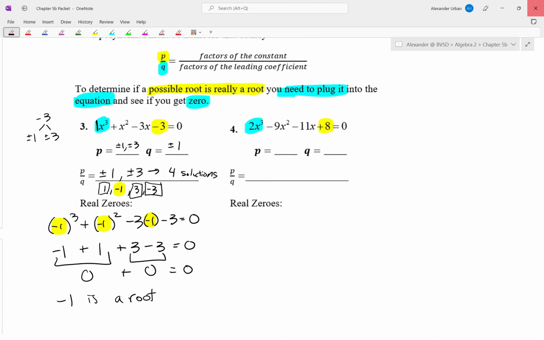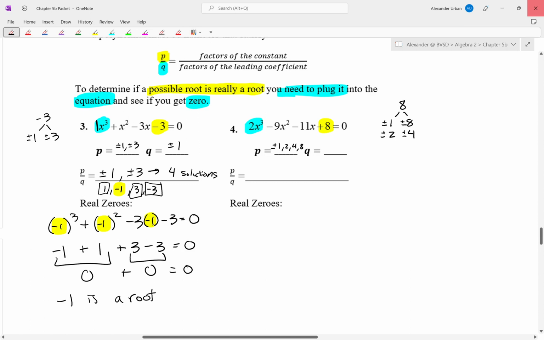Let's do this work again one more time. I have p values that are factors of 8, and we have to remember the numbers that multiply to 8 are going to be 1 and 8 and 2 and 4. And we can have sets of positive numbers or sets of negative numbers. So we have a lot of choices here. So I'm going to put plus or minus 1, 2, 4, and 8. All of those are going to be positive or negative.